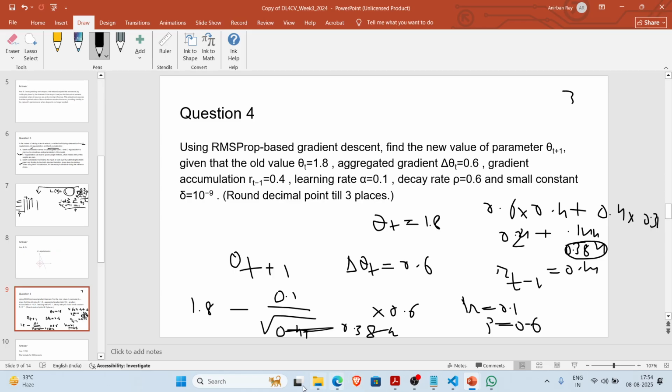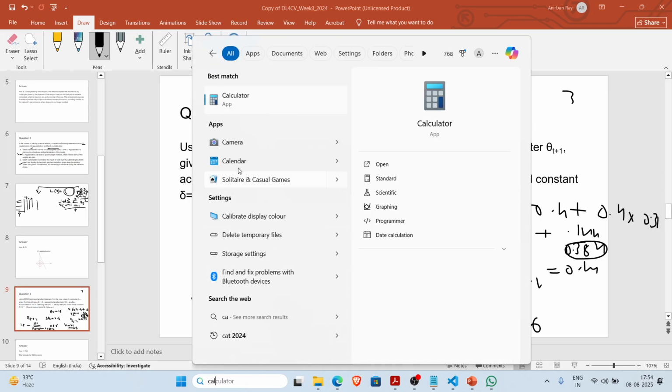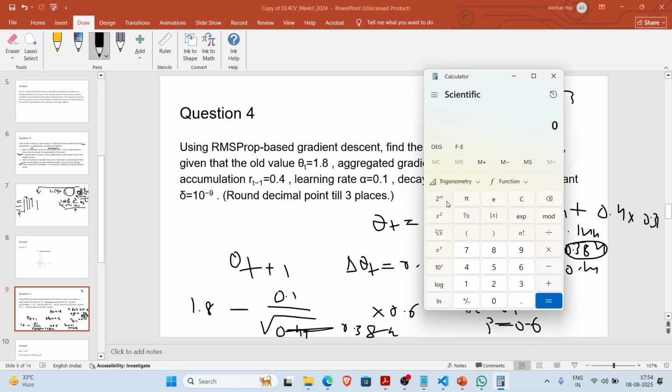Let's use the calculator here. 1.8 minus 0.1 divided by 0.384 to the power 0.5, times 0.6. So the result is 1.703.